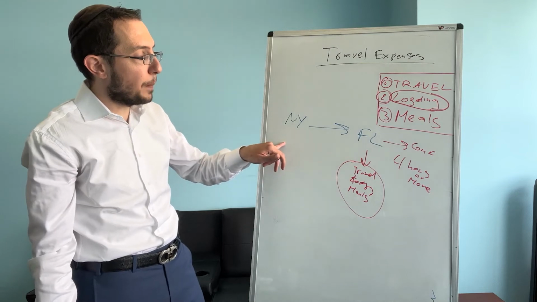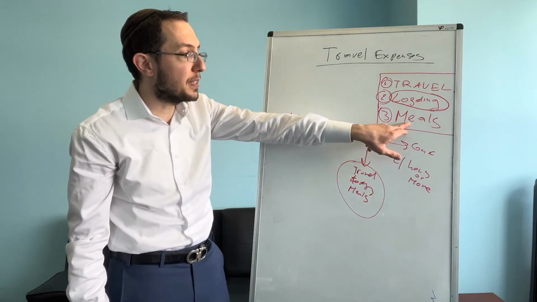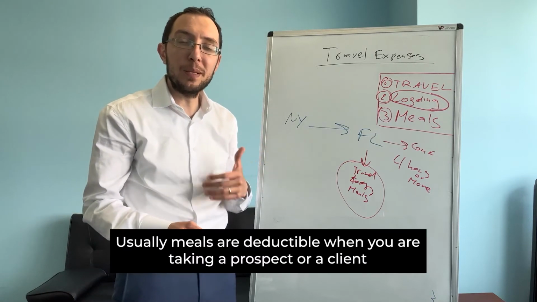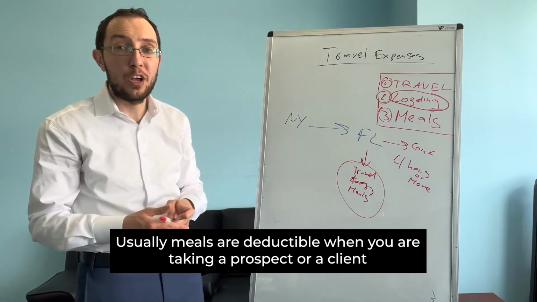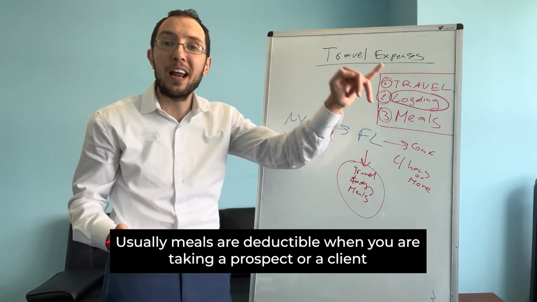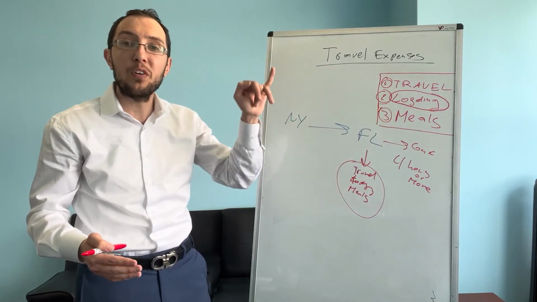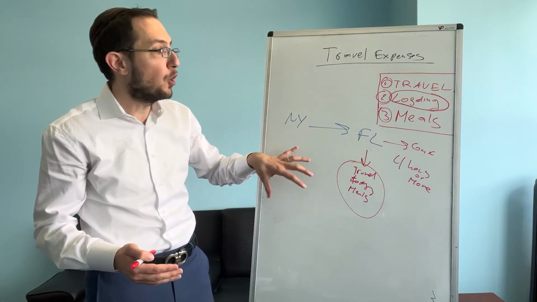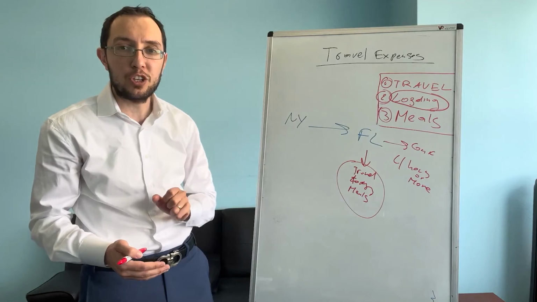And what you're also maybe missing out on is meals expenses, because this is not considered travel meals. Usually meals are deductible when you are taking out a prospect or a client, right? Or you're traveling overnight. Okay, when you're traveling overnight, those meals become deductible. This would not be an overnight travel, which could limit you on your meals deduction. So not everything becomes deductible.